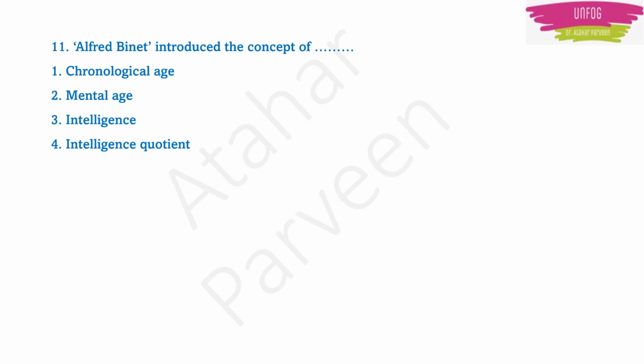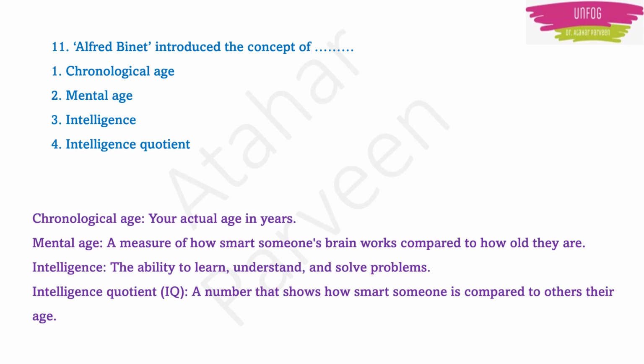First question of today's session is: Alfred Binet introduced the concept of. Four options are given: chronological age, mental age, intelligence, intelligence quotient. So let us understand what each term means. Chronological age is our actual age. Then mental age is a measure of how a person's brain works when you compare it with the age of that person.